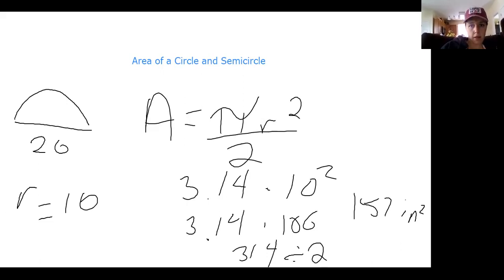Okay? And I might have accidentally gotten out of frame, but that is the end of finding the area of a semicircle and finding the area of a circle.